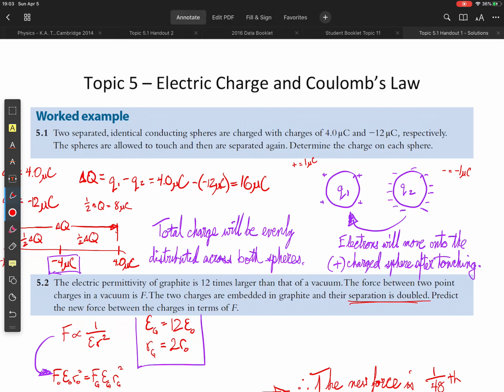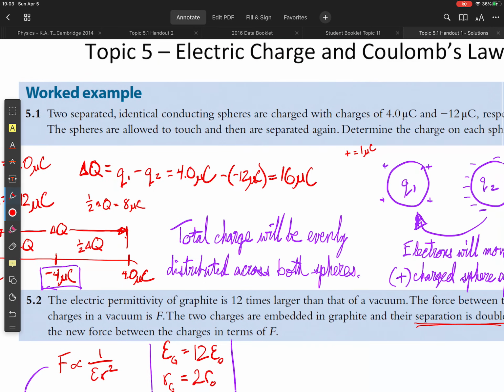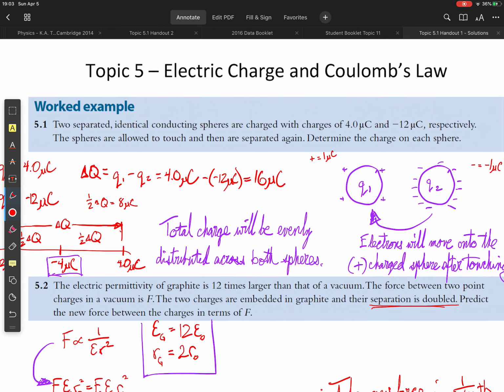Hey guys, I'm here to run you through some solutions for topic 5, where we're looking at electric charge and Coulomb's law. So, we have two separated identical conducting spheres with charges. I don't need to read this problem to you, you've already looked at it.